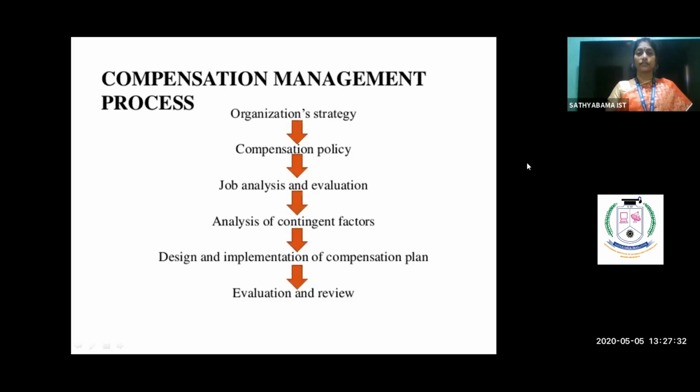They fix the strategy, and by considering this strategy, they frame the strategy for the salary package. And once the salary package strategy is fixed, based on that comes the compensation policy, the rules and regulations, the ethics they have to follow while determining the compensation package. Those policies will be framed in consultation with the top management. Then once the compensation policy is done, comes job analysis and evaluation.